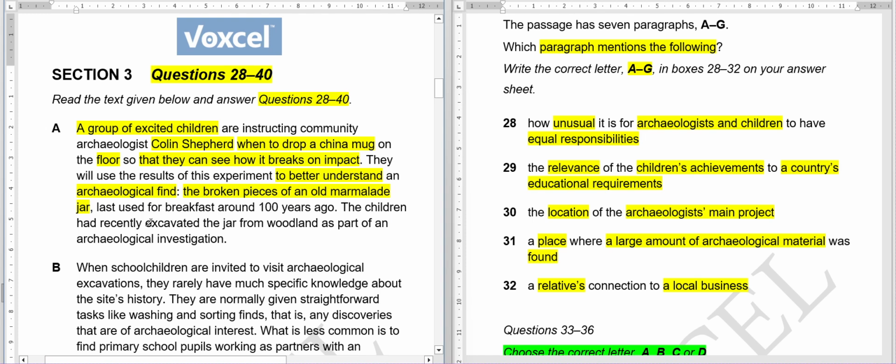Last used for breakfast around 100 years ago. The children had recently excavated the jar from woodland as part of an archaeological investigation. So what does excavate mean? To dig up. So the children themselves dug up this particular jar from a place called woodland as part of that investigation. I hope I made it clear. So now you have around 10 seconds to tell me the answer, whether we have any answer in questions 28 to 32, and time starts now.